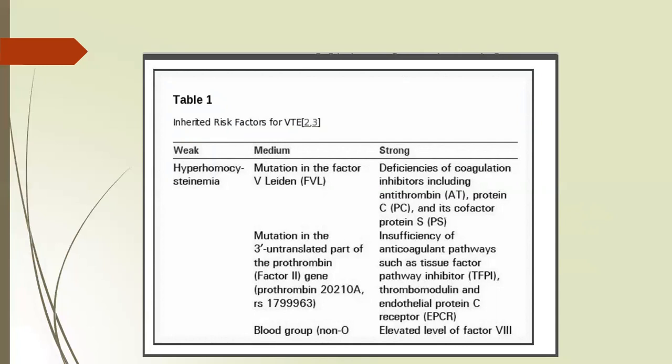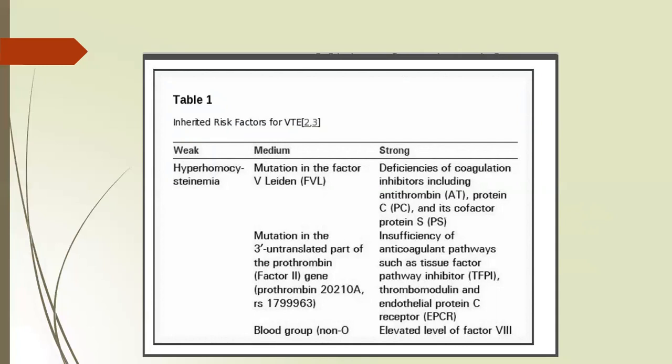With hyperhomocysteinemia, medium mutation in the factor V Leiden, and in the strong category, we will see deficiencies of coagulation inhibitors, including antithrombin, protein C, and its cofactor protein S.